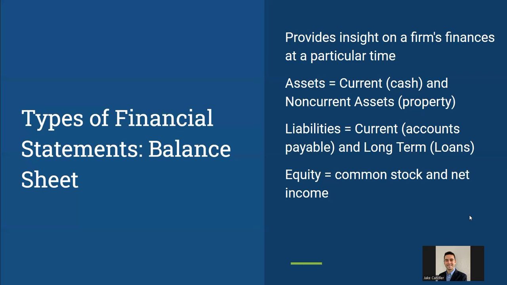And then you have long term. So let's say you have a loan with the cookie machine dough spinning company. So that would be a long term liability. Equity is common stock and net income together.